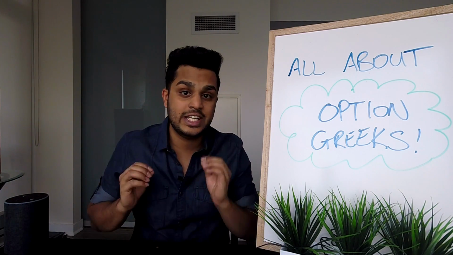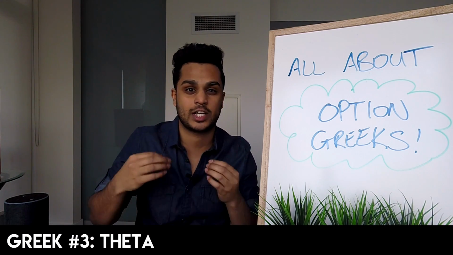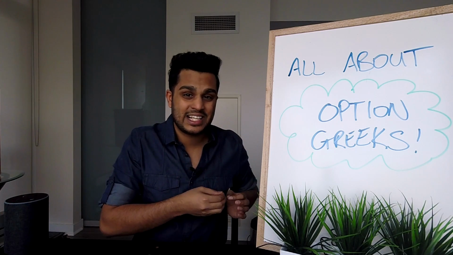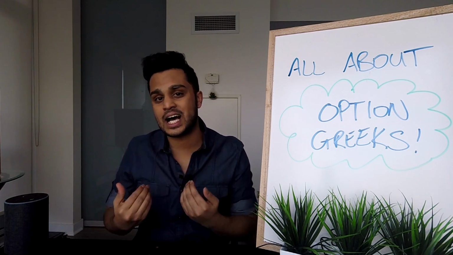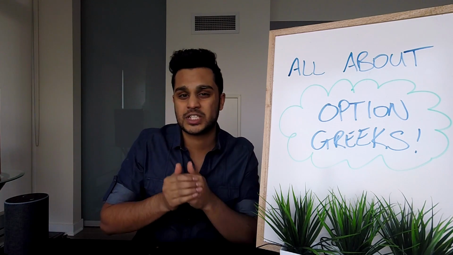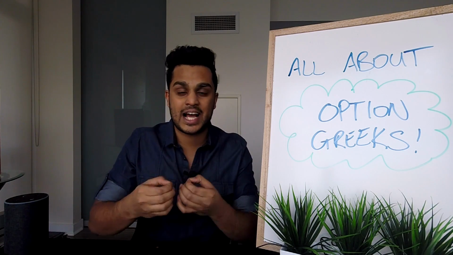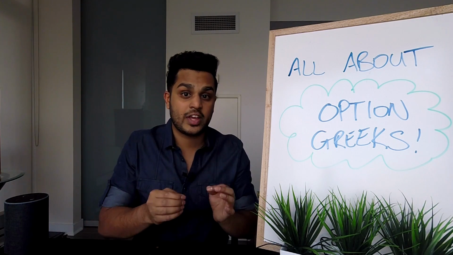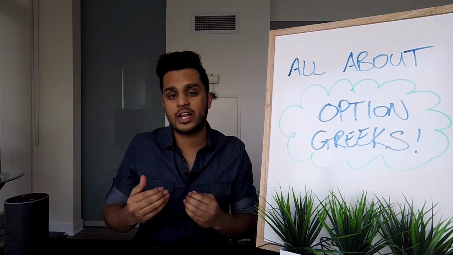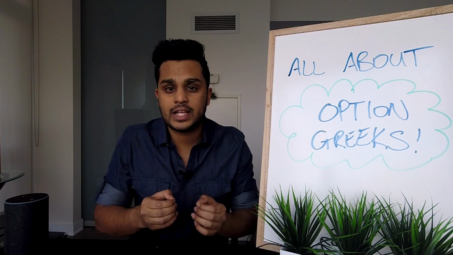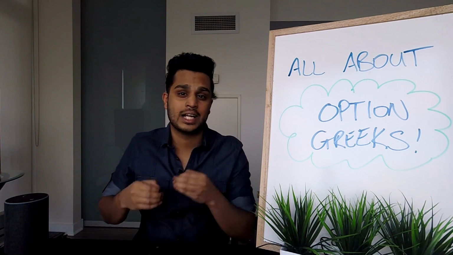So the third Greek you need to understand is theta. And theta simply tells you the value that an option contract loses over time. The lower the theta is, the better the option contract is, because you have more time on your side. The closer the option contract is to expiry, the higher the theta is, and the more value the contract loses as you approach that expiry. The lower the theta, the better the contract is, because you have time on your side. The higher the theta, ideally you want to avoid that, because high theta means that you're going to be losing a lot of value in that contract as time goes by.